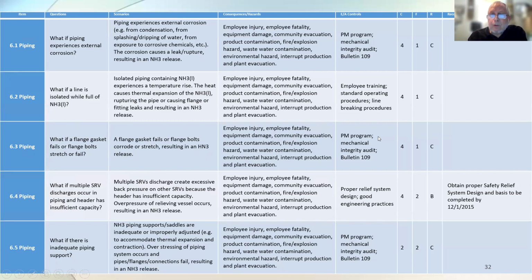So what was our answer for the controls? PM program. PM means preventive maintenance program. Mechanical integrity audit. Bullet 109. Bullet 109 had forms you could use. It was IAR bullet 109, and we used those forms to do our mechanical integrity audits. So that's what that 109 means.